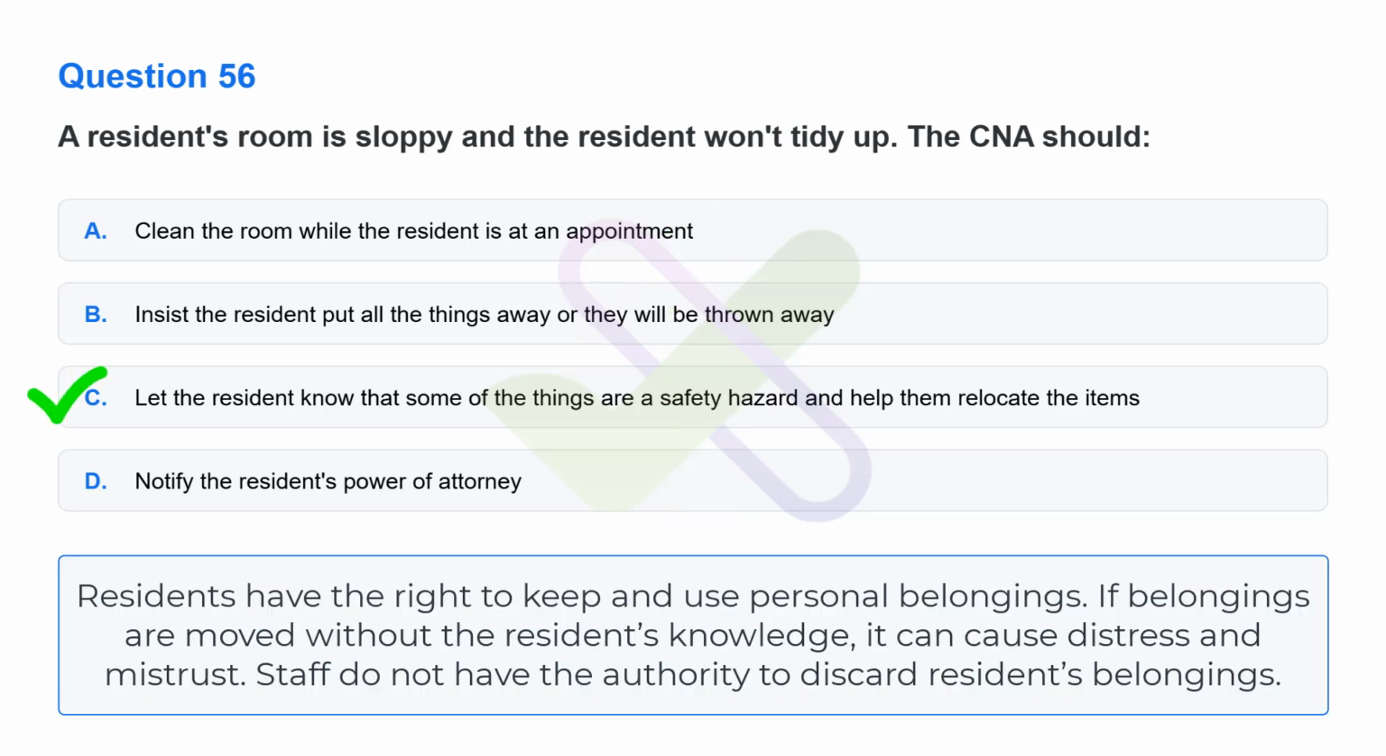Correct answer, C. Let the resident know that some of the things are a safety hazard and help them relocate the items. Residents have the right to keep and use personal belongings. If belongings are moved without the resident's knowledge, it can cause distress and mistrust. Staff do not have the authority to discard residents' belongings.